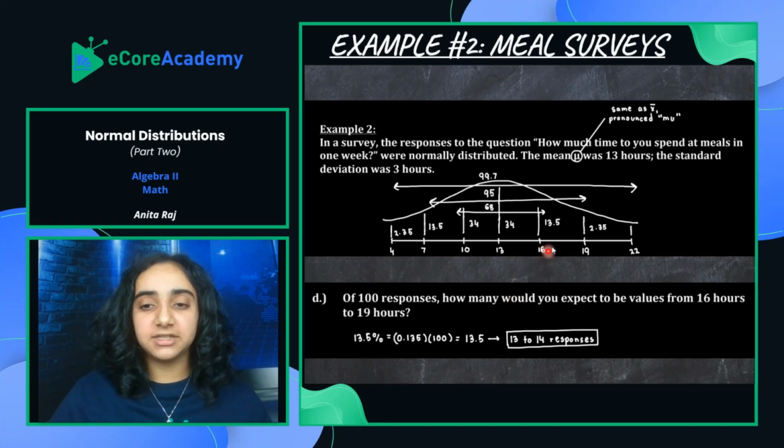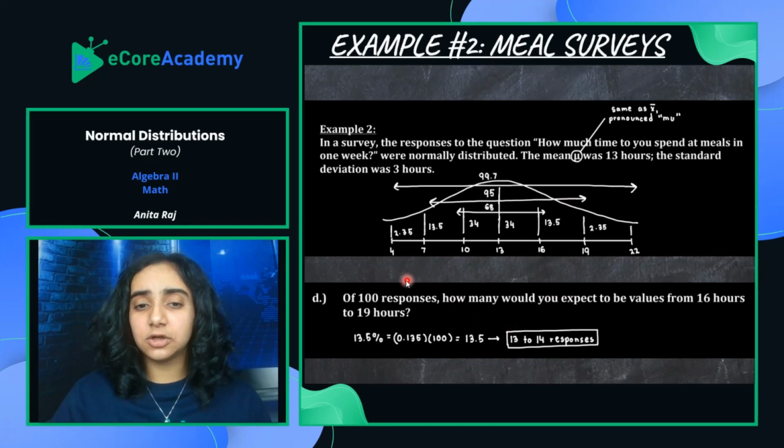First, let's look at the range 16 to 19. Think of it as intervals or ranges. So I find that right here. It's 2 standard deviations above the mean, 16 to 19. We see that this is 13.5. And remember, these are the memorized values you just have to have. As we see, this is 13.5 from our graph. This means that 13.5% of the data values are going to fall between 16 and 19.